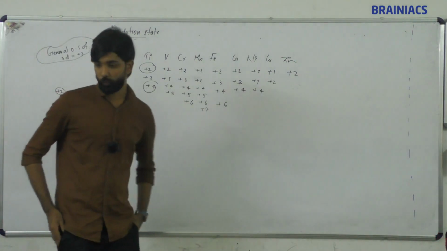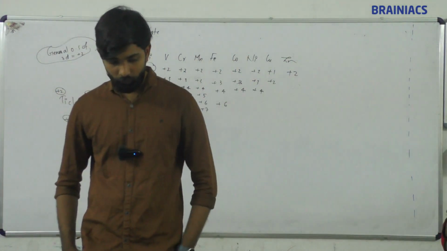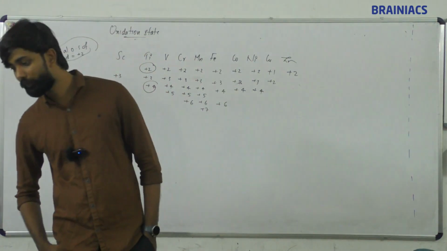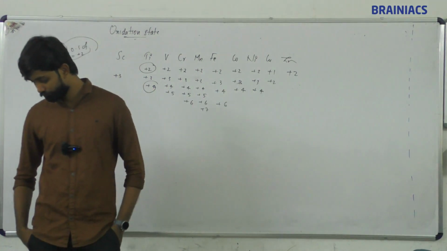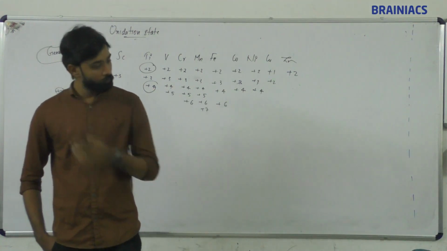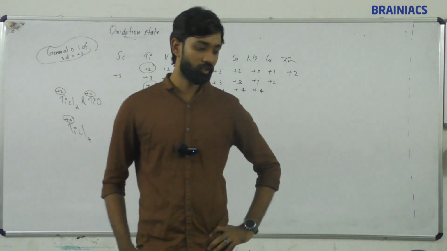So the next point: if a metal is in lower oxidation state, generally ionic.